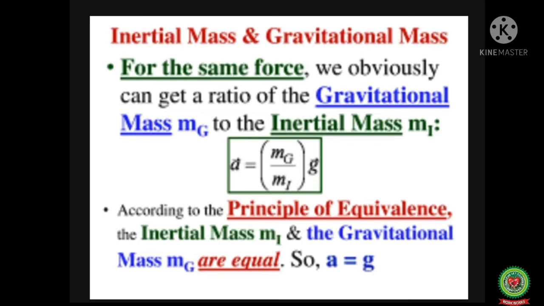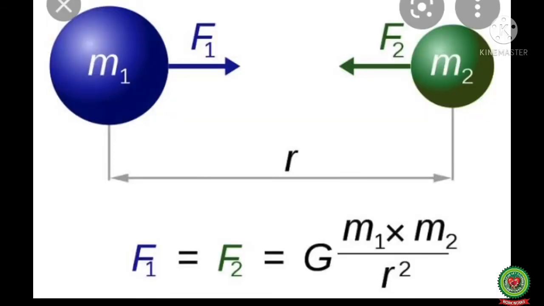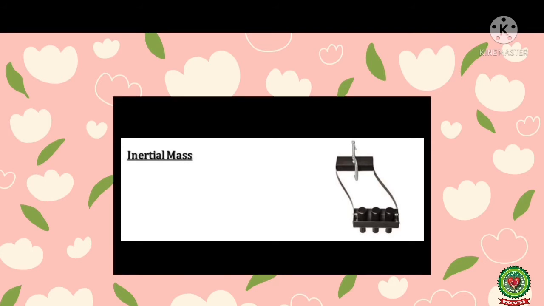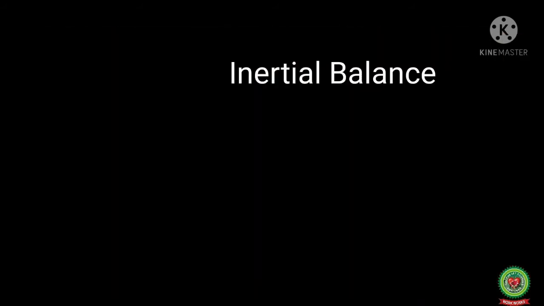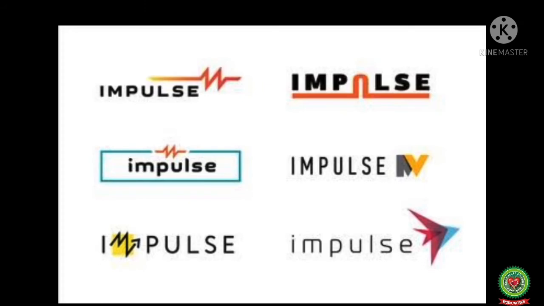The formula for finding gravitational mass is m_g equal to F r square over GM. For better understanding of gravitational mass, children, you can refer to the chapter of gravitation. We can measure inertial mass by an instrument known as inertial balance. Let's start with a new term called impulse.